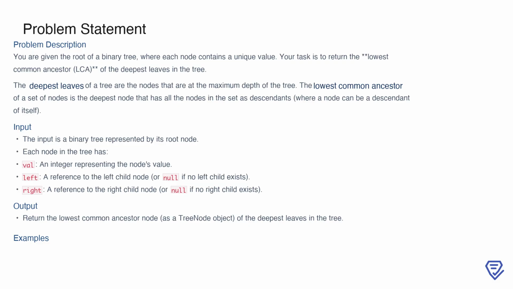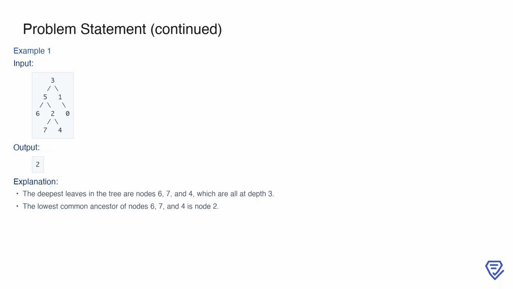The input to this problem is a binary tree represented by its root node. Each node has a value, along with references to its left and right child nodes, which could be null if a particular child does not exist. The output should be the LCA node, returned as a tree node object. To better understand the problem, let's look at an example.